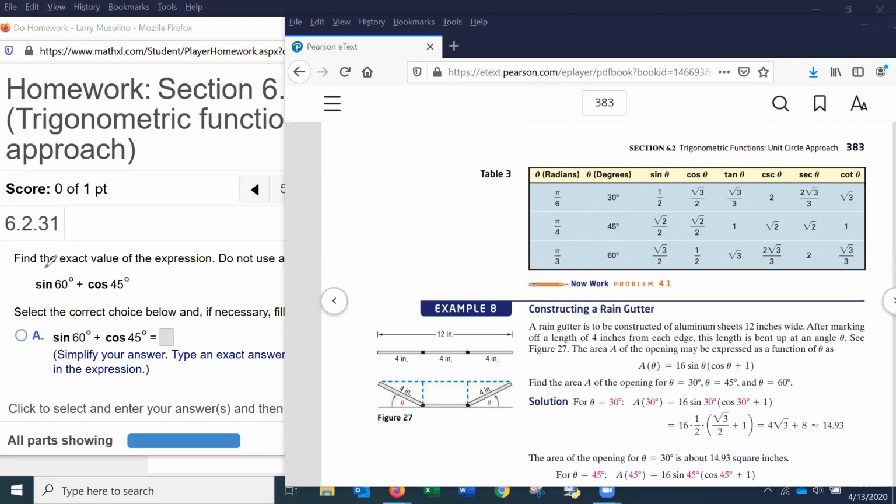All right, so here's what they're giving us. Sine 60 plus cosine 45. All right, let me go look up sine 60. Well, this is the row for 60 degrees, and I want the sine. So I'm seeing that's going to be square root of 3 over 2. So sine of 60 is square root of 3 over 2. All right, let me go to cosine 45 degrees. So now I want cosine 45 degrees. Let me go to the table. This row is 45 degrees, and this column is the cosine. So it looks like the cosine is square root of 2 over 2.